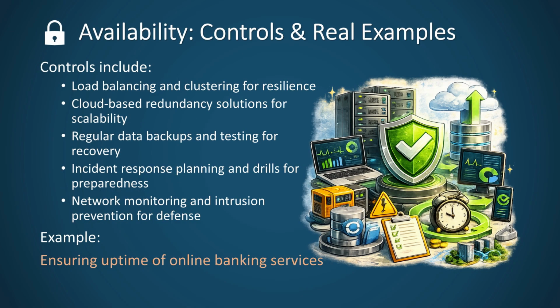Availability is enforced through practical, everyday controls that keep systems running and data accessible. One of the most common methods is load balancing, which spreads traffic across multiple servers so no single server gets overloaded. Alongside this, clustering ensures that if one server or node fails, another can immediately take over, keeping services online. Organizations also rely on cloud-based redundancy solutions. These provide extra capacity and resilience, so even if hardware fails, services can continue without interruption.